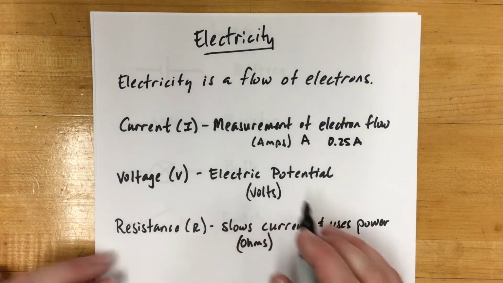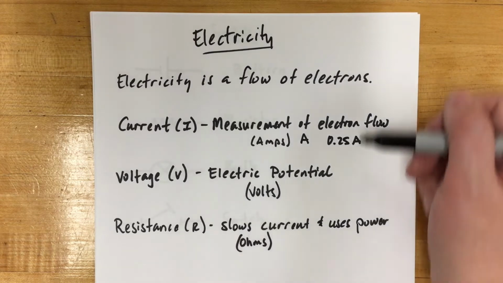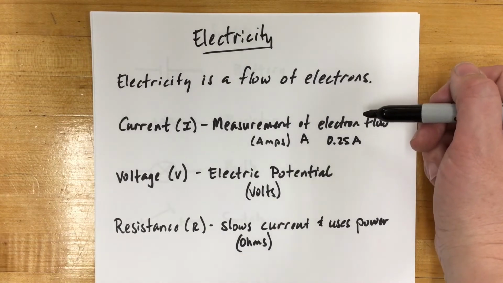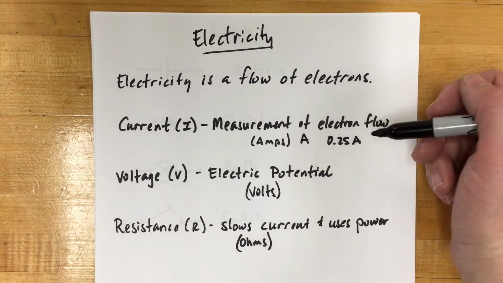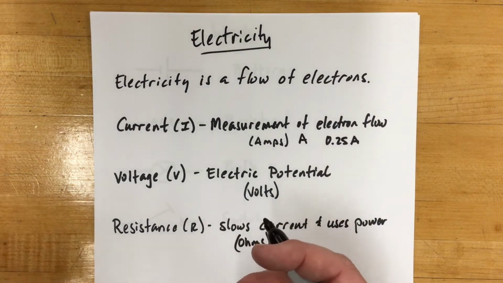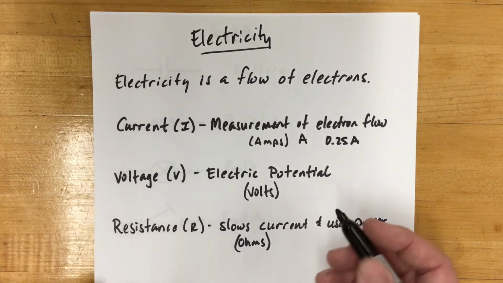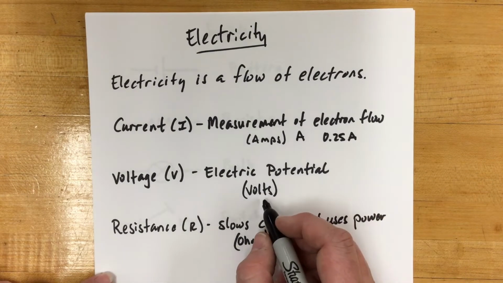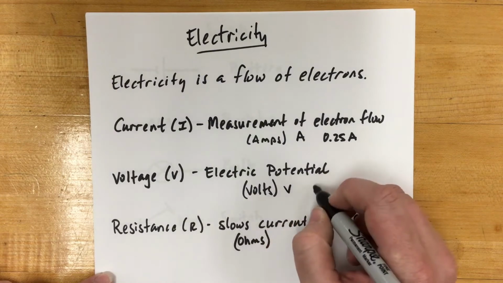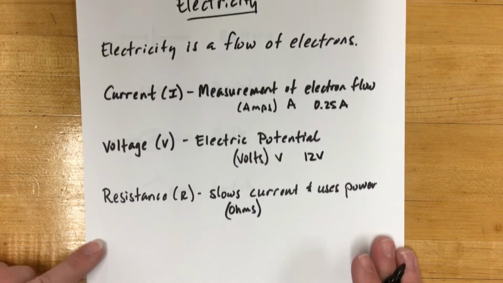Voltage is our electric potential. If you think about potential energy, the higher up something goes, the more potential energy it has. And so when we're comparing this to voltage, the more volts it has, the more potential it has with what it's doing. We have our volts, and that's measured in V. So if you had 12 volts, you would write it as 12 V.